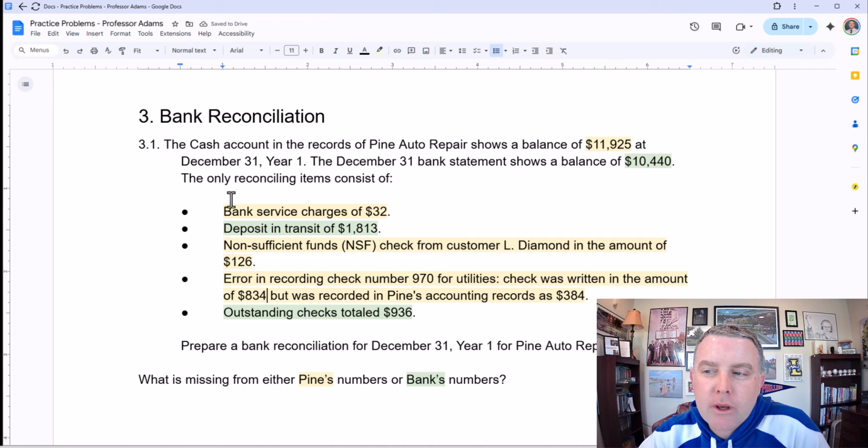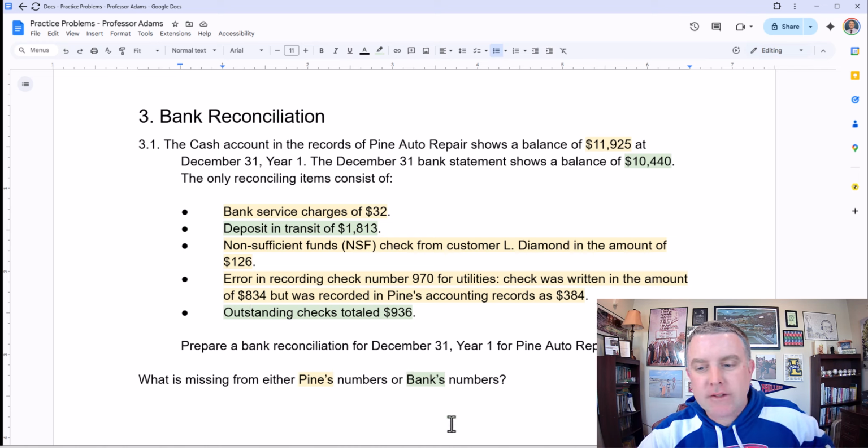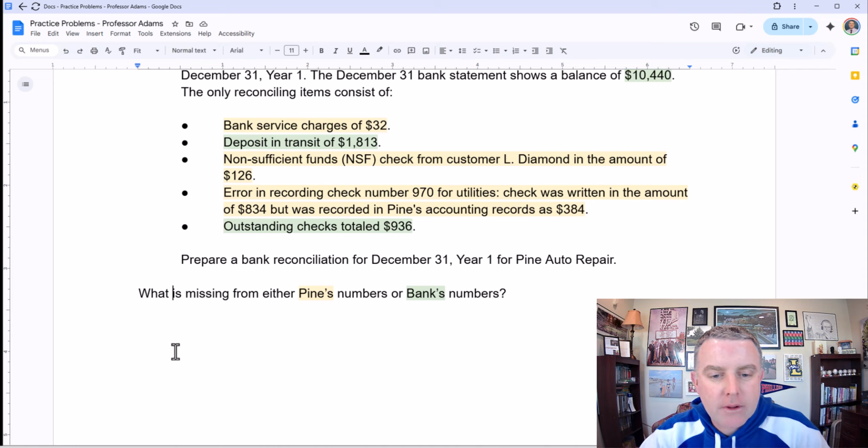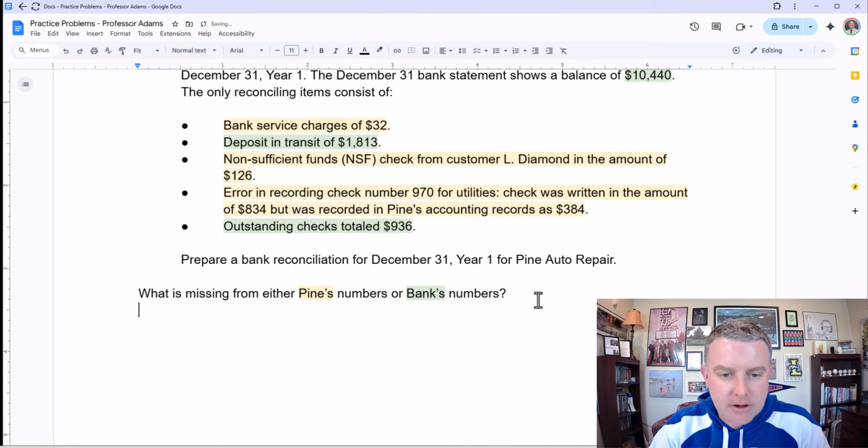Okay, so now we sorted things out here. The yellows are the items that we don't know about, Pine Auto doesn't know about, and the greens are things that the bank doesn't know about. And so if we take this and we adjust the numbers up here for these things, we should get to the right answer for what the cash balance really is. So let's do that. Let's reconcile here.